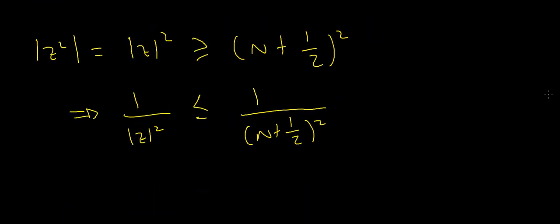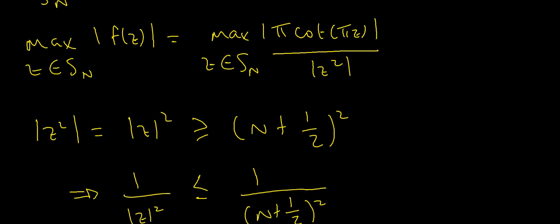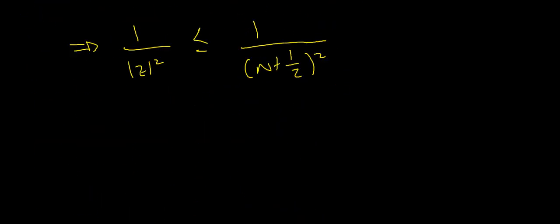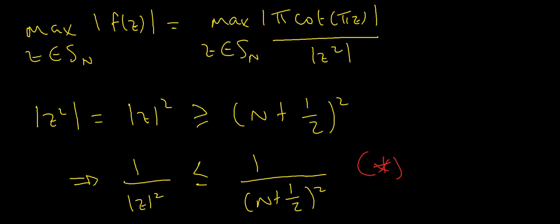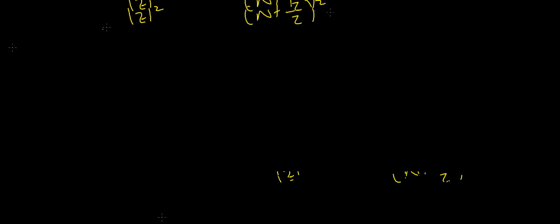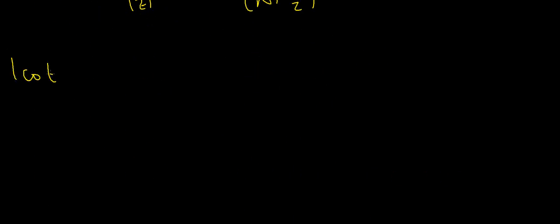I've dealt with 1 over mod z squared. I now need to deal with pi cotangent pi z. So let me just put a star here so I don't forget about this, or an asterisk, and let's look at the modulus of cotangent pi z. Well, that's just equal to the modulus.